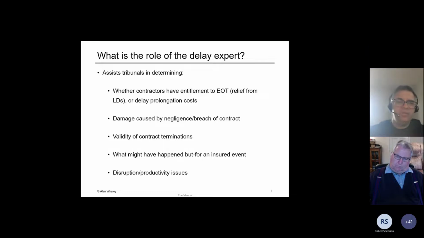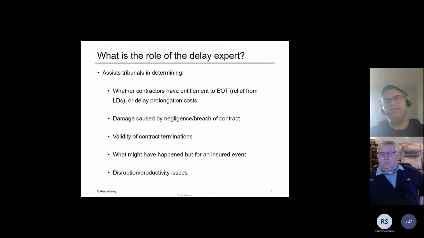There might be situations where, say, an insurer wants to loss adjust a claim, and let's say a factory burnt down. The insurer might wish to say, well, had the factory not burnt down, what date would it have actually been completed, and how much would it have cost to complete the factory? Because of course the insurer only wants to pay for the insured part of that event. So we might help insurers with that in that respect as well.